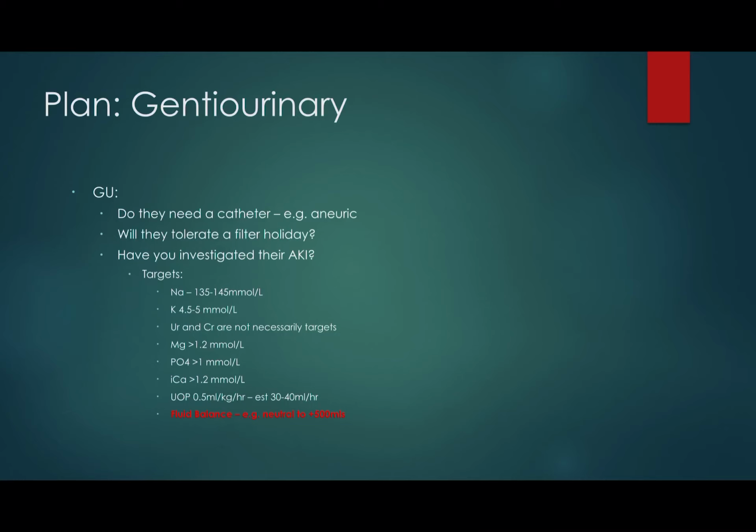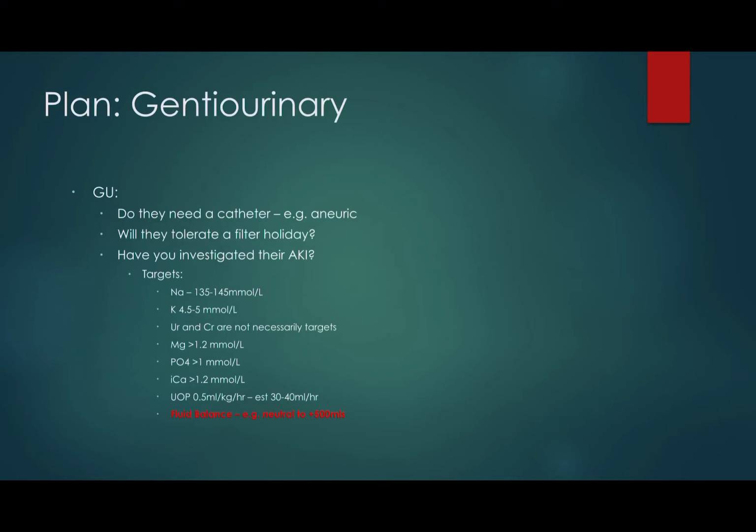From a genitourinary position, just as with IV access, always ask yourself the question, do they need a catheter? If a patient is completely anuric on the filter, it might actually be worth taking that catheter out for a while and then doing bladder scans to see whether the bladder is starting to fill up. Because if you've got a catheter in place, it'll only be a source of infection.